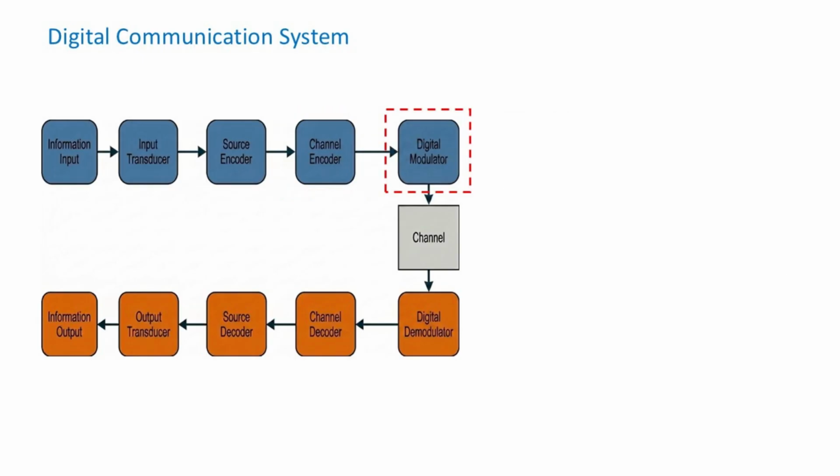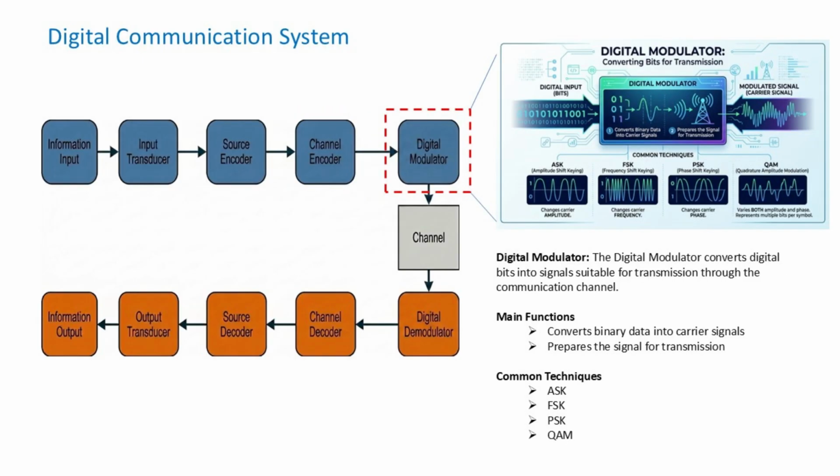Next is the digital modulator. The digital modulator converts digital bits into signals that are suitable for transmission through the communication channel. Its main function is to map binary data onto a carrier signal and prepare it for efficient and reliable transmission over the channel. Common modulation techniques include ASK, FSK, PSK, and QAM.